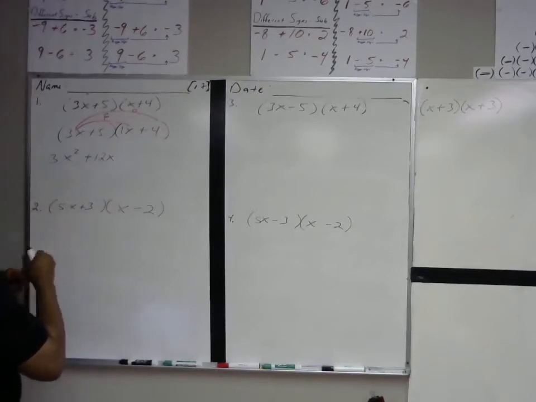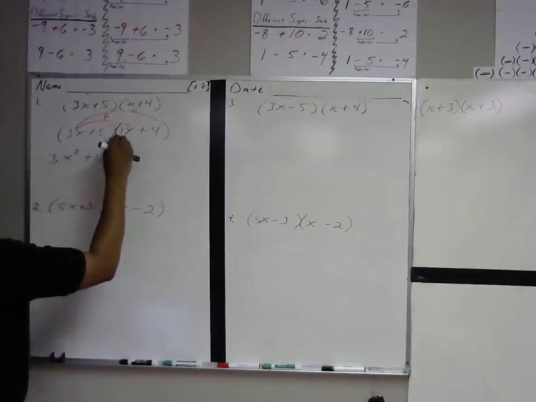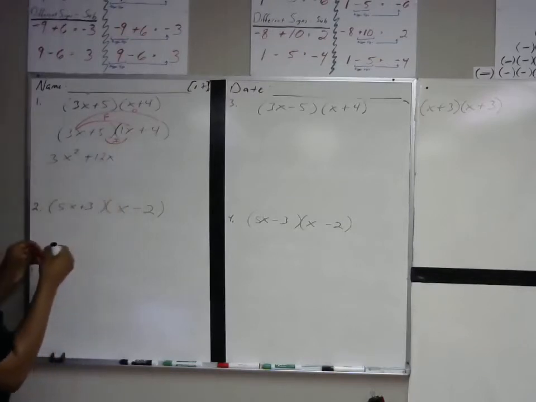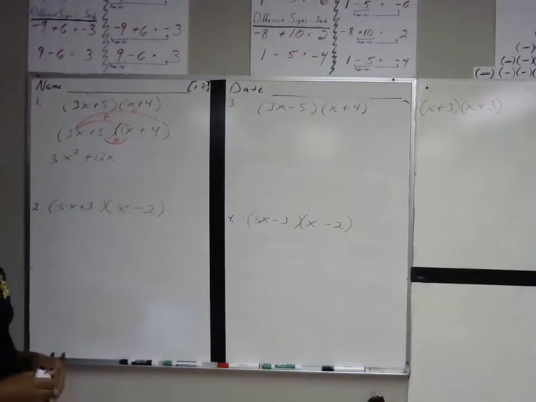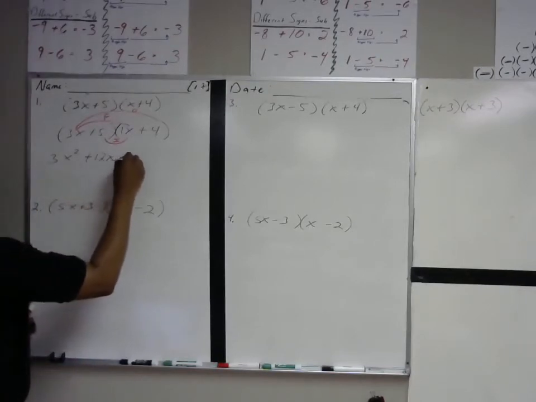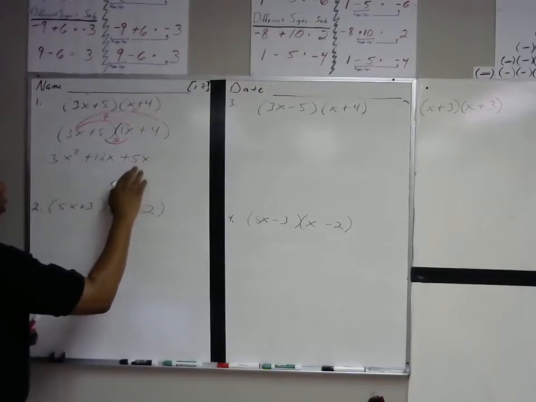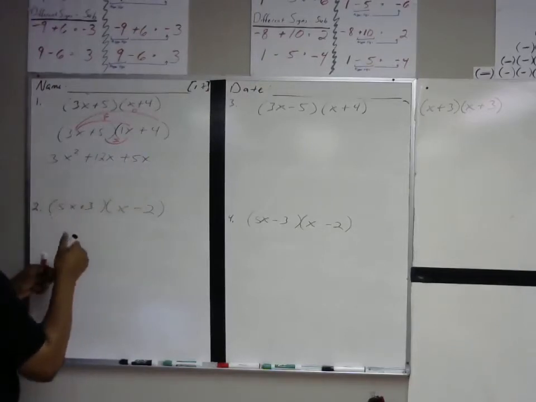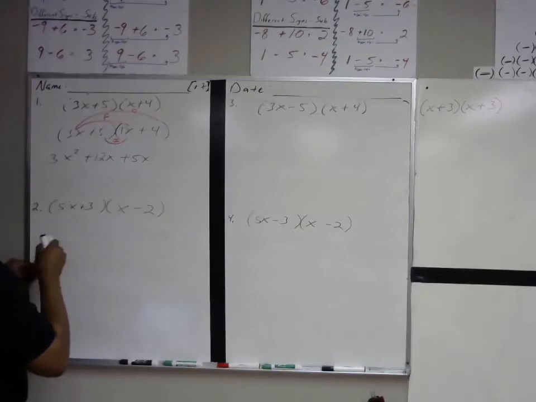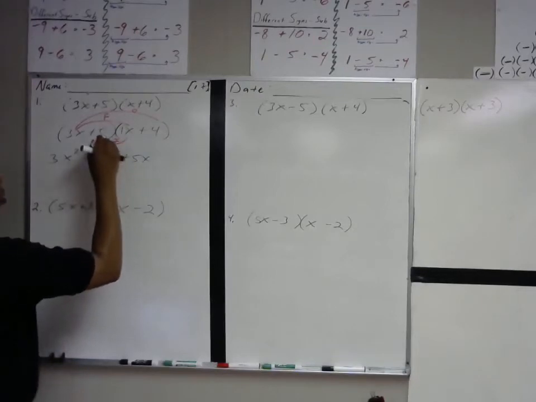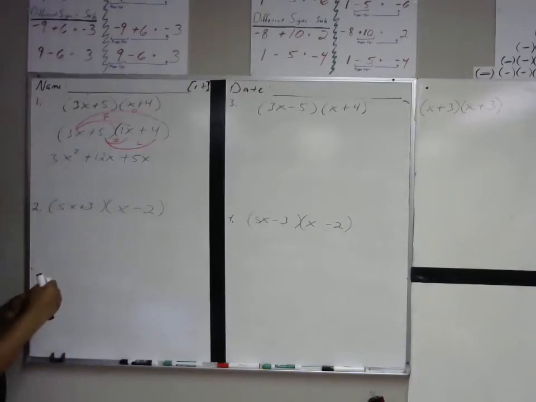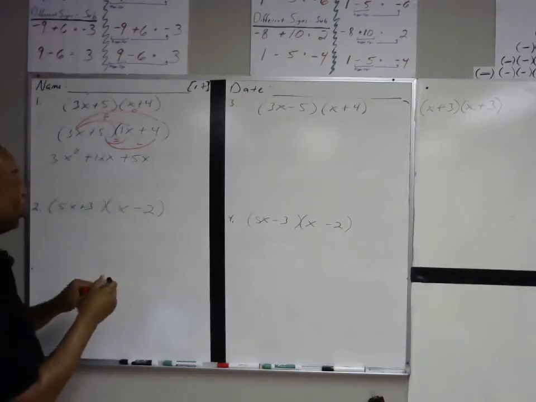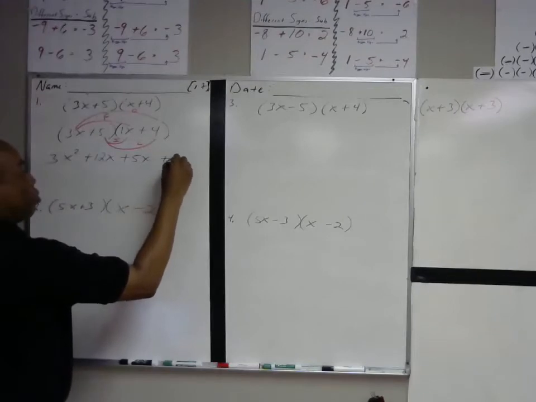Okay. Next, we'll multiply the inside terms here. The inside terms would be the 5 and the 1x. Multiplying 5 times 1x will give us 5x. So plus 5x, positive 5x. Our last term, we multiply the last terms, which are the 5 and the 4. These are the last terms. 5 times 4 is 20. 20 here.